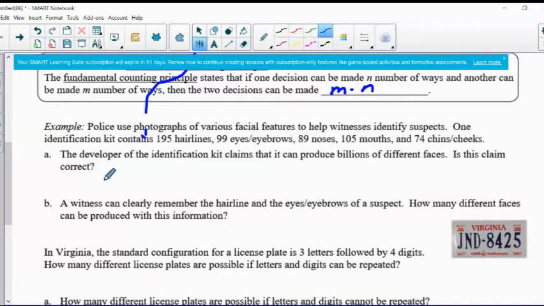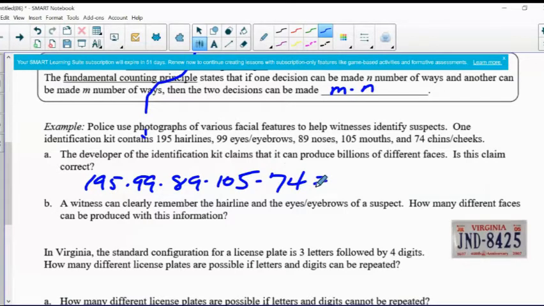So there are 195 hairlines, 99 eyebrows, 89 noses, 105 mouths, and 74 chins and cheeks. What does that total up to? You tell me. You can check the notes, but that's a large answer. I'm going to guess it's true.